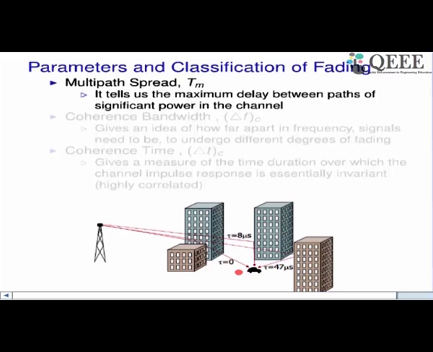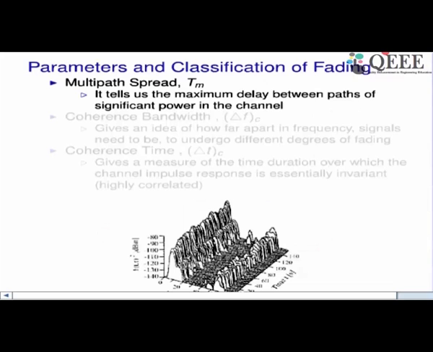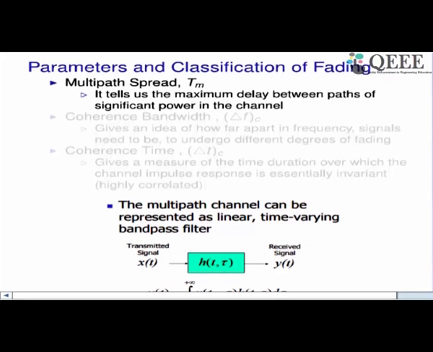So there is some criteria that you will put, that the signal is 100 times below the first signal or something of that kind. And then you measure the root mean square delay. That gives you the effective spread of the channel. That's the first parameter, that is multi-path spread. The second parameter is basically what is called the coherence bandwidth.